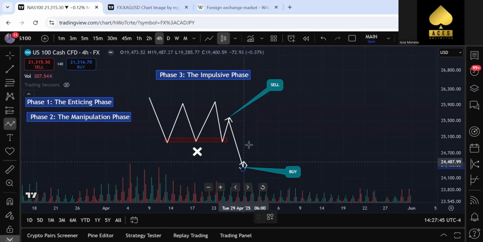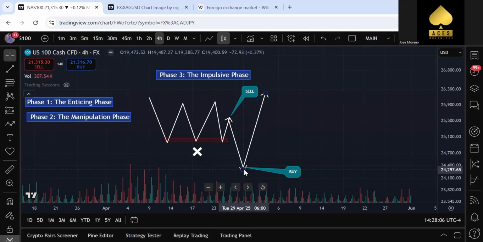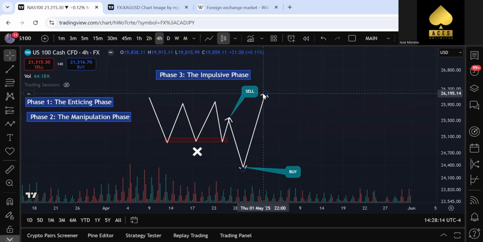Now we enter into the impulsive phase. This is where we now see the effects of the manipulation phase, allowing these orders to be created that will allow the market to move extremely impulsively in one direction. Understand that in order for big movements to be created, this process has to happen to create those orders that the major institutions need to move the market.